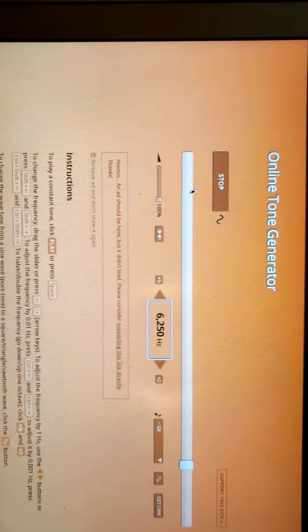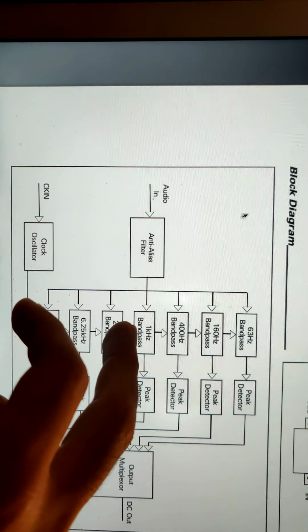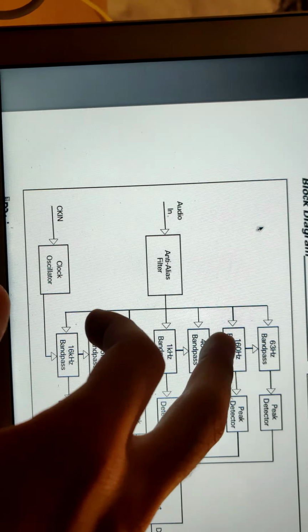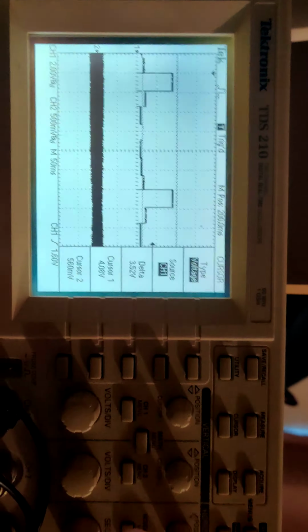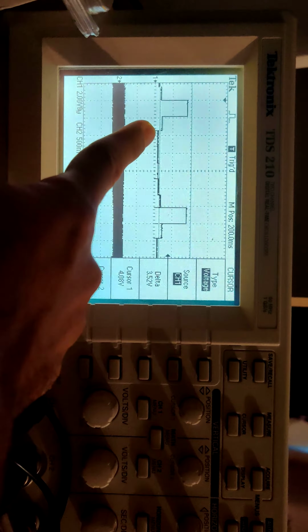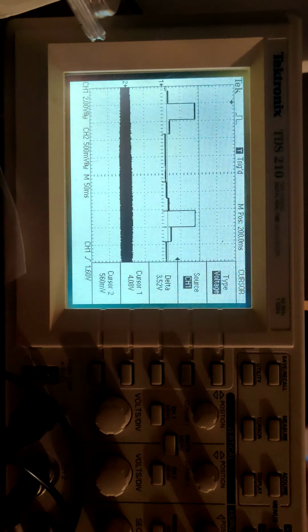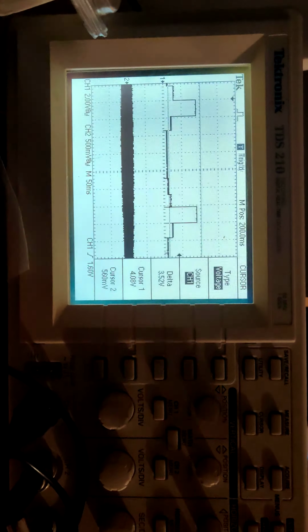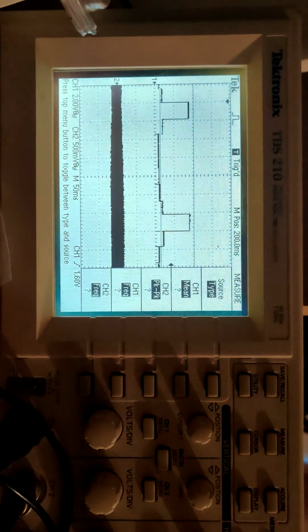And this is supposed to be which band? 1, 2, 3, 4, 5, 6. Okay, so obviously it's in the same location because the scope is triggering where I'm setting the trigger, but this would be the 6th channel, this would be the 7th channel, this would be 0, 1, 2, and so on. Okay, and here we see it's still good. Now let's see what happens if I increase the input.